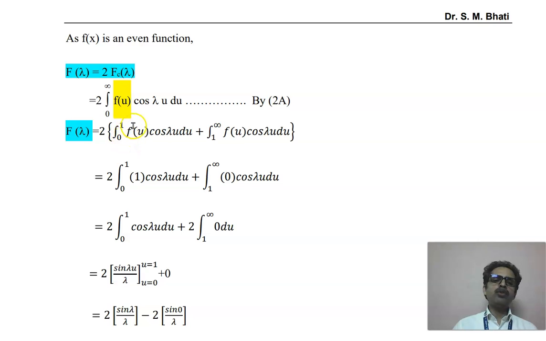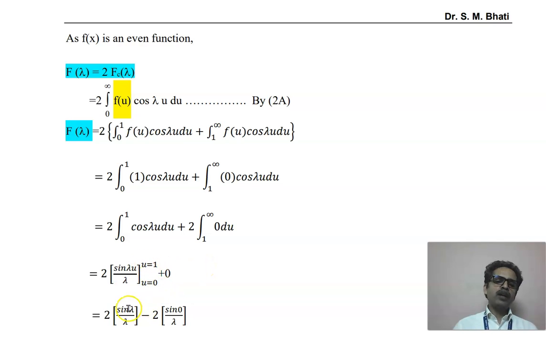Now in the interval 0 to 1, f of u has a value 1. We have seen that on the previous page. And in the interval 1 to infinity, f of u has a value 0. So 0 into cos became 0, and the integration of 0, with limits present, became 0. Fine. And here f of u is 1 in the interval 0 to 1. 1 into cos lambda u became cos lambda u, and the integration of cos lambda u with respect to u became sin lambda u upon lambda. Note that here lambda is a constant, and the limits are u equals 0 to u equals 1.